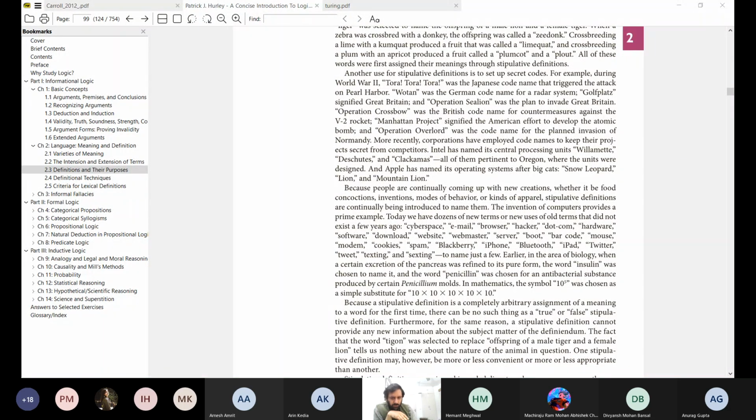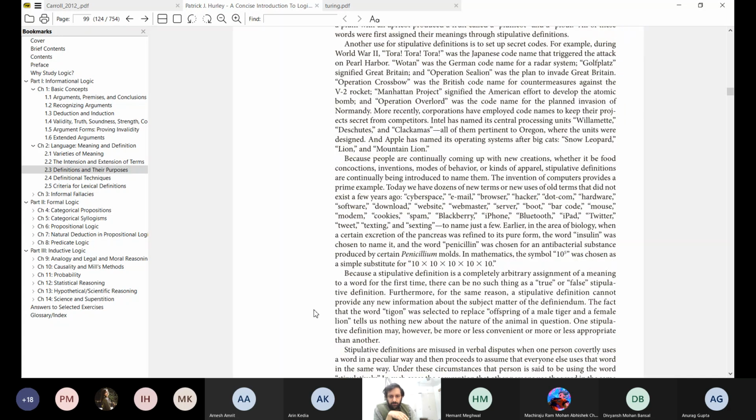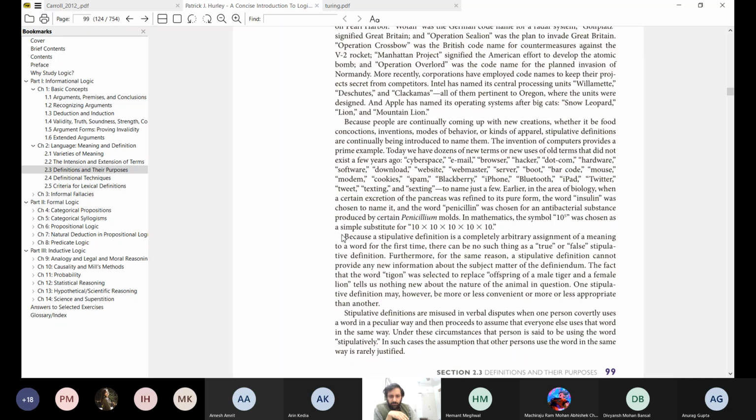The key point to note about stipulative definitions is in this para. Arnesh, why don't you carry on reading it?